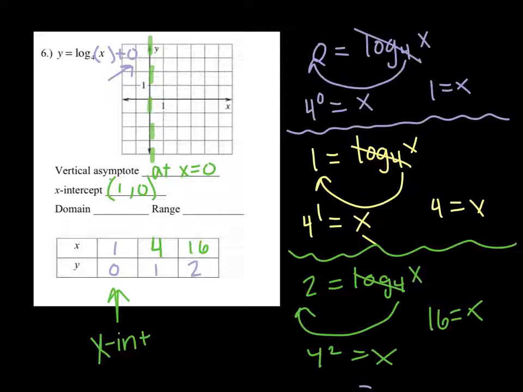Domain and range. So range will always be negative to positive infinity. And domain will be from your vertical asymptote to positive infinity.